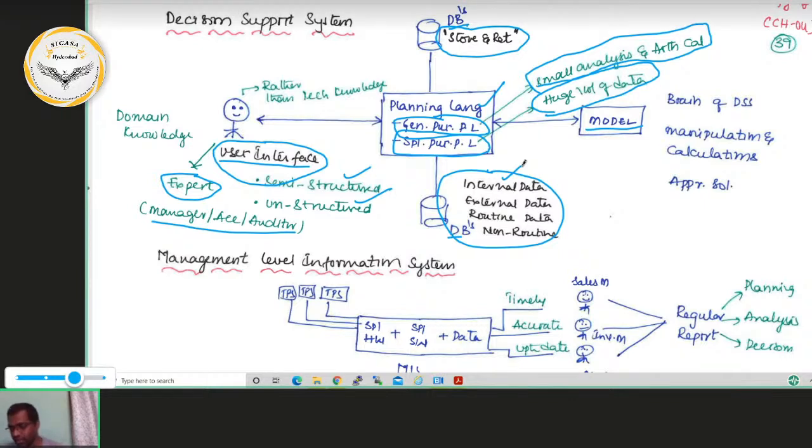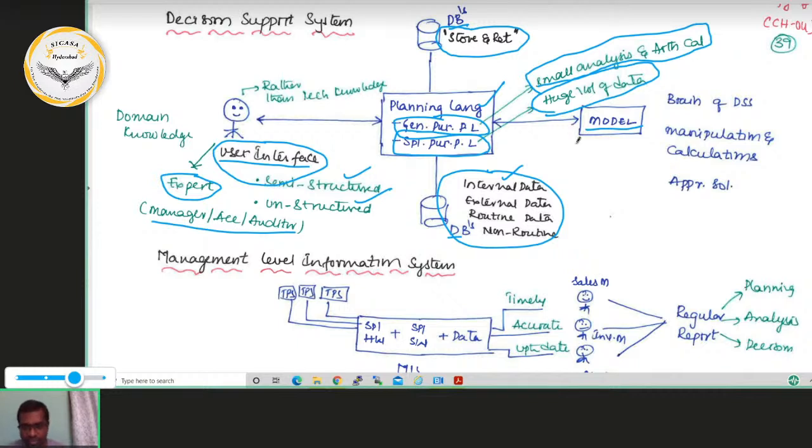So what do you mean by routine data? Routine data is nothing but day-to-day transaction data. What do you mean by non-routine data? Non-routine data is nothing but seasonal data. What do you mean by seasonal data? Like, let us say the sales happen during festival season, like 1, 2, 3 days. The number of transactions during the 3 days will be high. So that is called non-routine data.